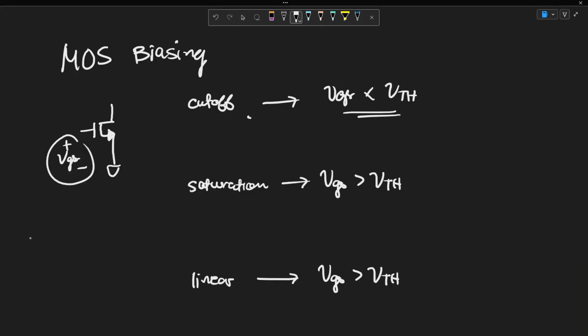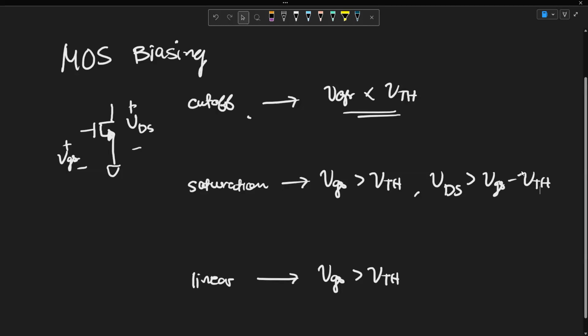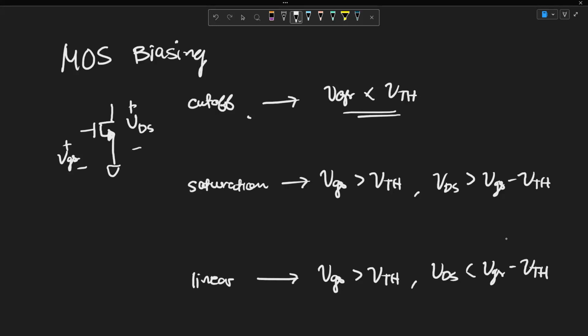Anyway, for now the difference between linear and saturation is one thing, no? The drain to source voltage has to be greater than the difference between the gate to source voltage and the threshold voltage, which it usually will be in your circuit so long as VGS is not very high. So for linear, you have that VDS is less than VGS minus VTH.